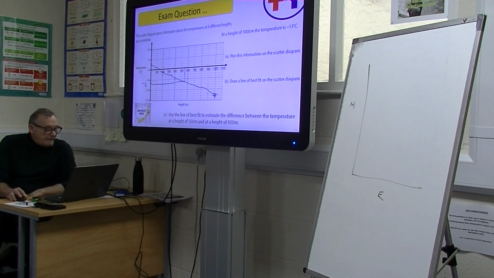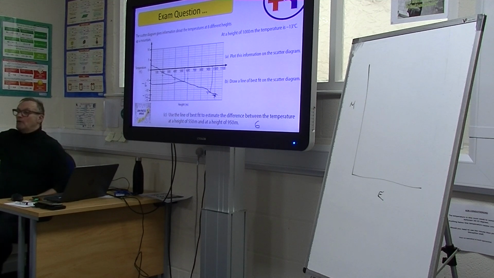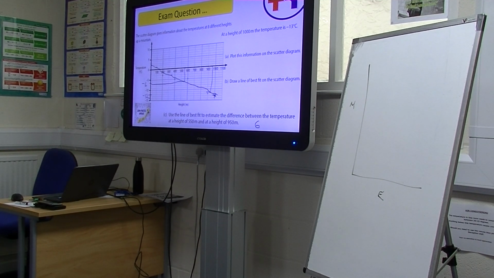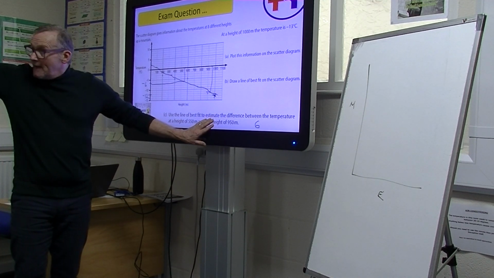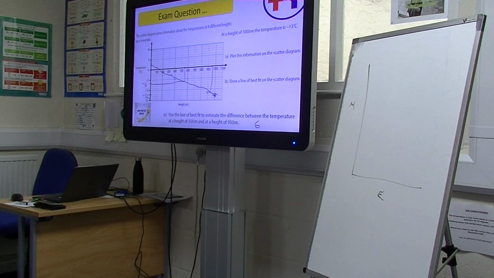Then we go to 950. Again, this is not going to be dead accurate. Come down. Looks like about there to me, that looks about like -12. So the difference between the temperature at 550 and the temperature at 950 to me is 6 degrees. Might be 7 on yours, could even be 5, but that's okay. Why? Because the question says estimate, and everybody's line of best fit is going to be different.